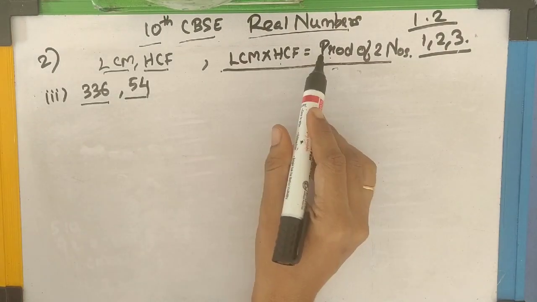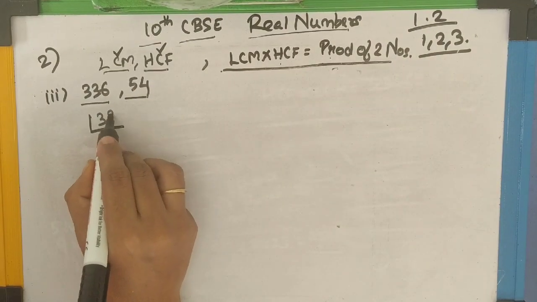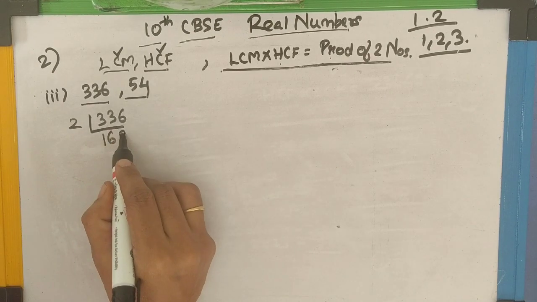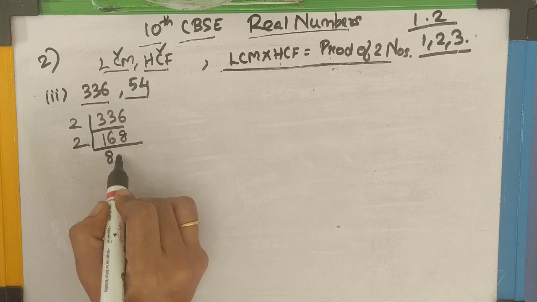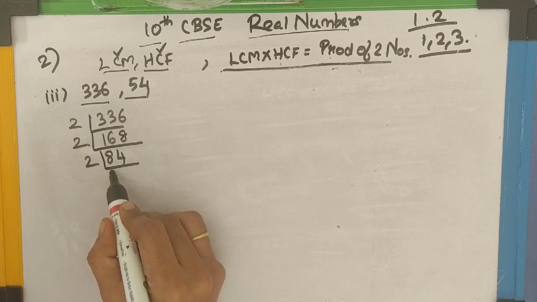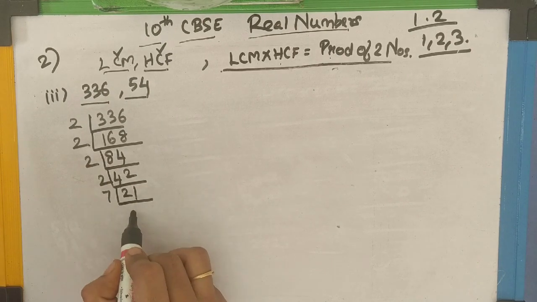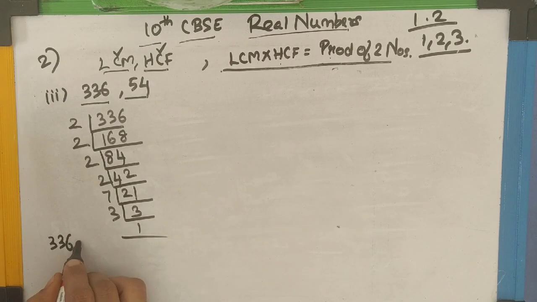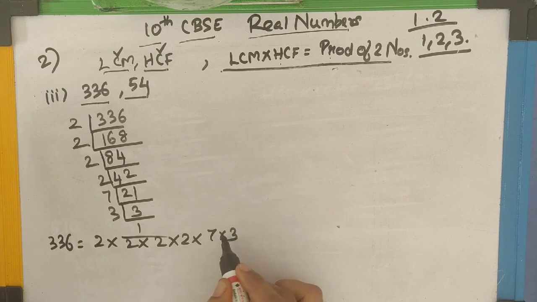Are you clear? Now let's go to the third question, that is 336 and 54. For these numbers we have to find LCM and HCF. Factorize 336, divided by 2. I get 168. Again I divide by 2 and I get 84. Then again with 2 I get 42. Again divided by 2 I get 21. Now I am going to divide it with 7 and I get 3. 3 is a prime number, so I am going to finish it with that. Now write the prime factors of 336. That is 2 into 2 into 2 into 2 into 7 into 3.